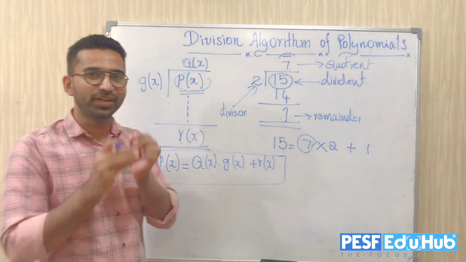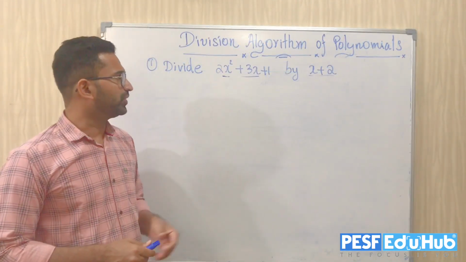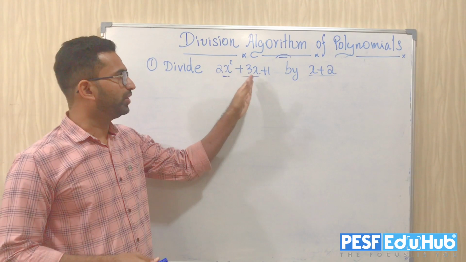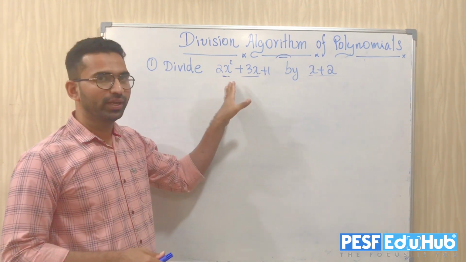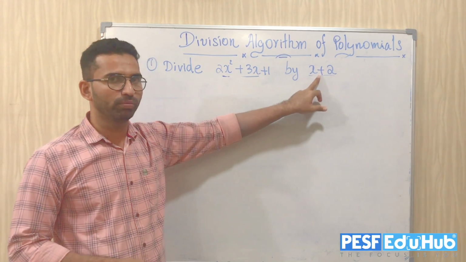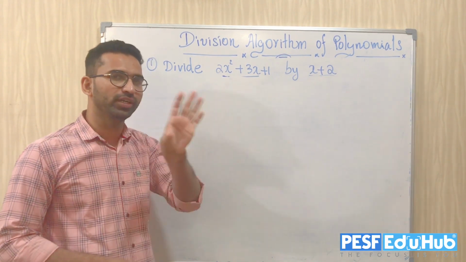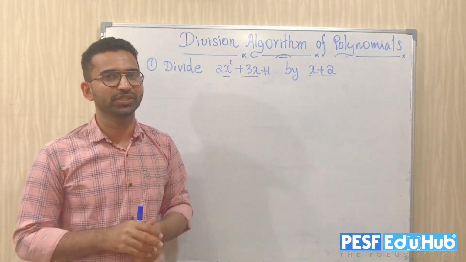This is your division algorithm for polynomials. So look at the very first question. Divide 2x square plus 3x plus 1 by x plus 2. It means you have to divide a polynomial by another polynomial. This polynomial is in fact a linear polynomial, and this type of question you have already learned in the 9th grade. So we can treat this question as a simple recollection.